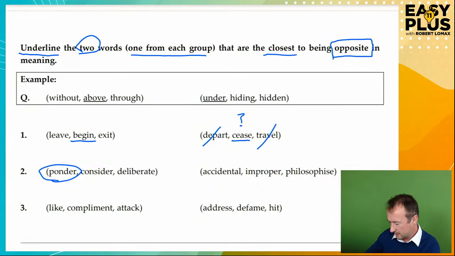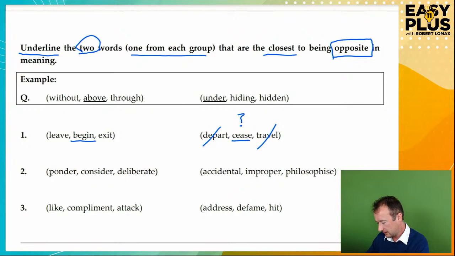Ponder, goodness me, accidental, improper. So to ponder, to think about, isn't really anything to do with accidental or improper. Philosophize, so even if you don't know that word, you can probably guess what it means. It means to think philosophically about something, to do philosophy. That's very similar to ponder. So basically, none of these are opposites of ponder. So ponder, we can get rid of.